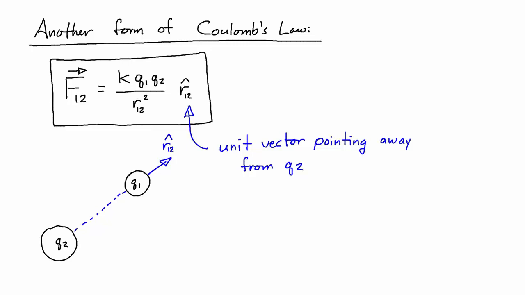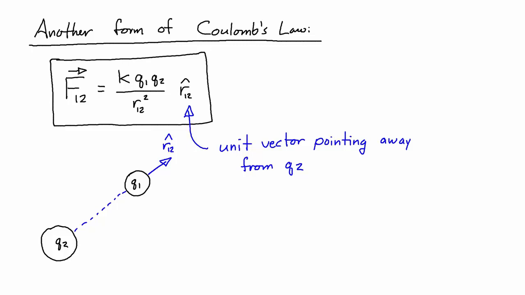If Q1 and Q2 are the same sign, then you would have, say, positive, positive, or negative, negative, and that whole expression in the middle, kQ1Q2 over r12 squared, ends up being positive. So you end up with a positive multiple of r hat 12. And that makes sense with r hat 12 going away from Q2, because if they're both positive, they repel, and the force on Q1 is away from Q2. If they're both negative, again, they repel, and the force on Q1 pushes it away from Q2. Those negatives multiply together to give a positive, and that's how it works.